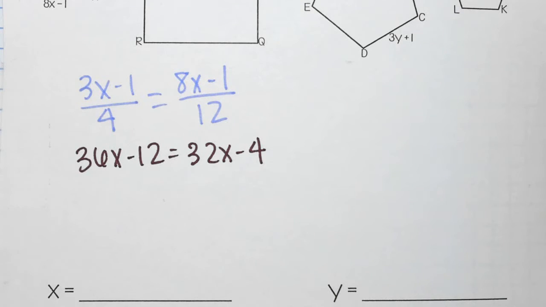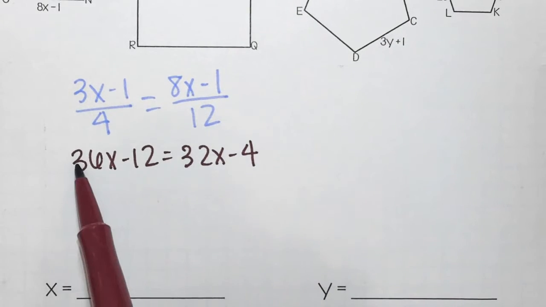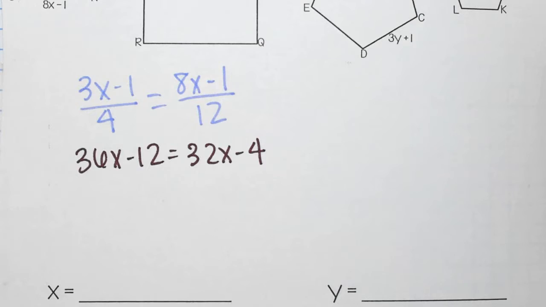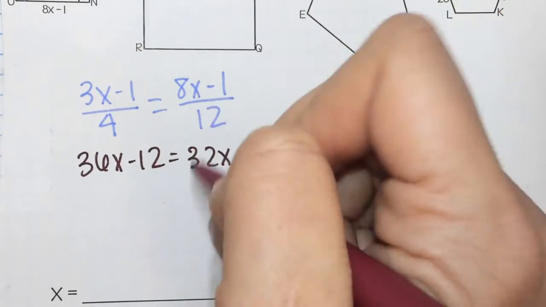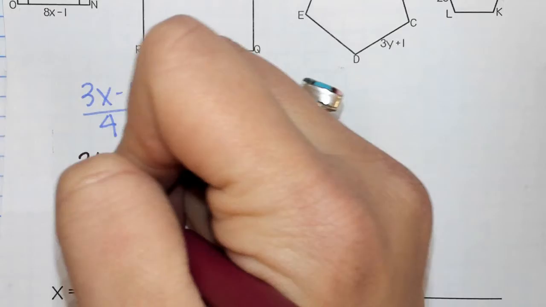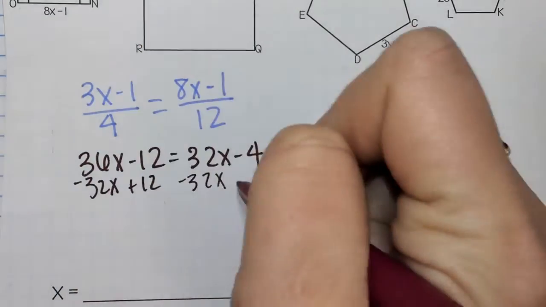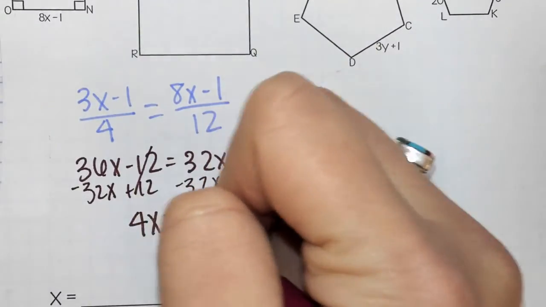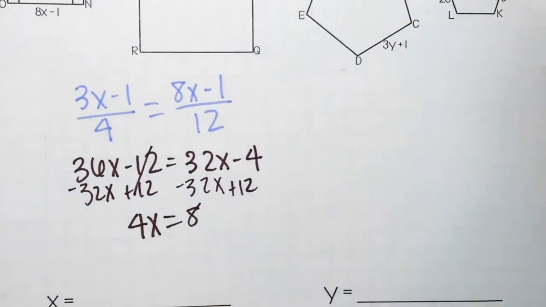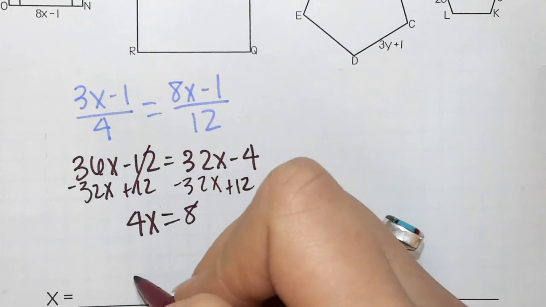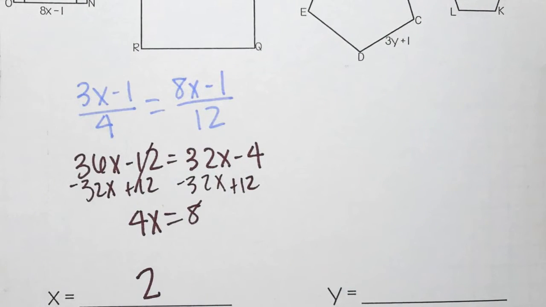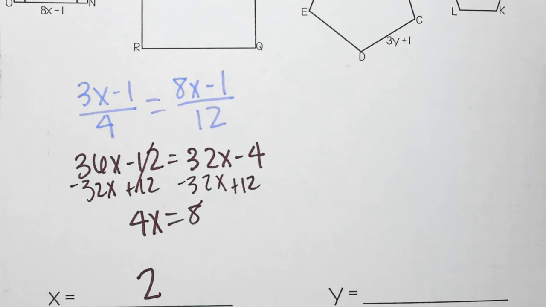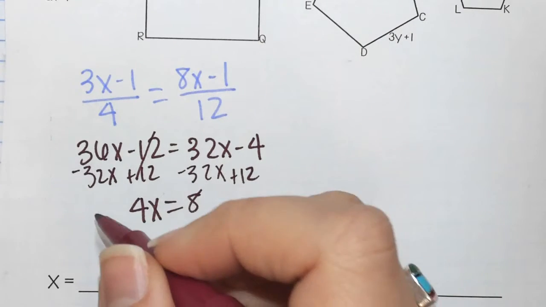Don't forget to distribute. I just skipped that step. You would move this 32x over here, correct? And how would you move it? Did anybody else get x equals 2?